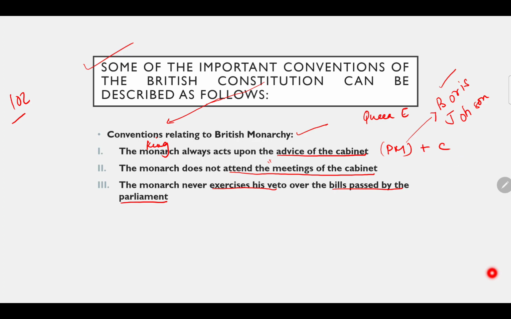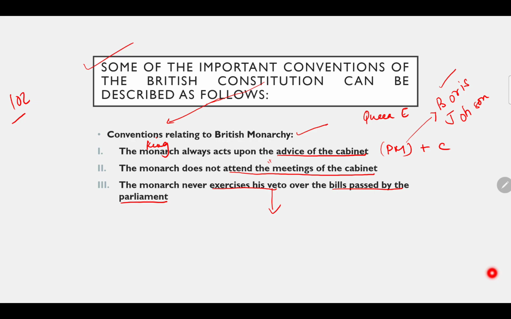The monarch never exercises his veto power over the bills passed by the Parliament. So what is veto? Veto means the power of a king to refuse to approve a bill or joint resolution, and thus prevent the enactment of that law. If you are a king and you don't think that particular law is good for the constitution or the people, then you have the ultimate veto to make it null and void.